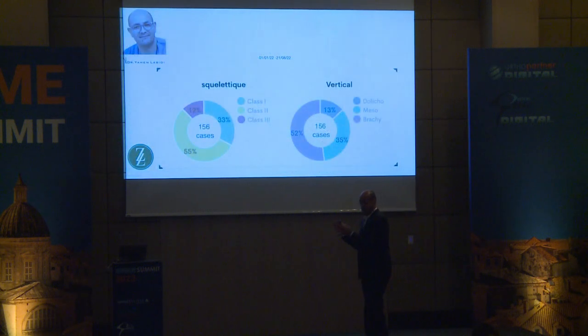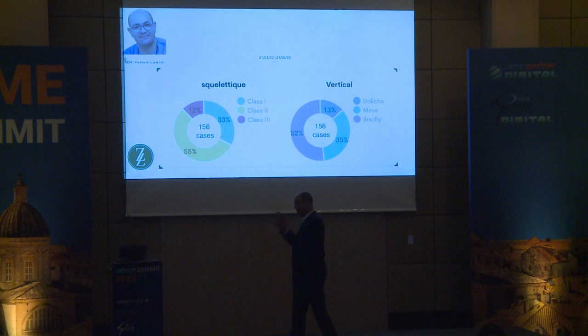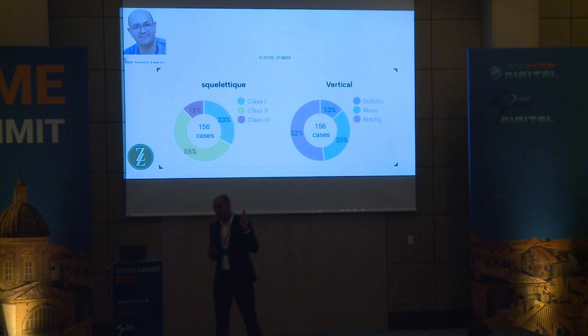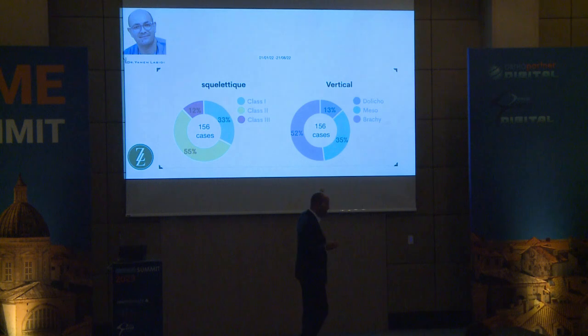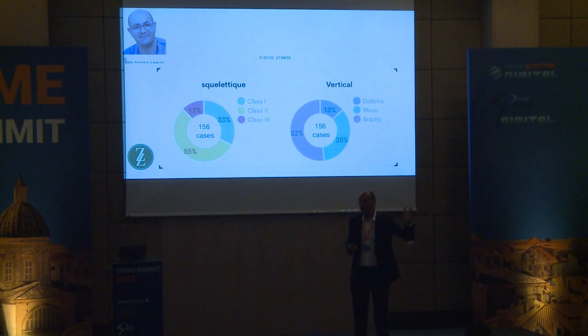I did some stats in my office. This is my previous clinic. Now I'm working with my partner, who is here. I want to tell her, happy to see you here. What I noticed is that I treated 156 cases in the first 8 months. About 55% of my patients are class 2. Looking at the vertical dimension, about half are brachyfacial, 35% are mesodivergent, and 30% are dolichofacial patients.